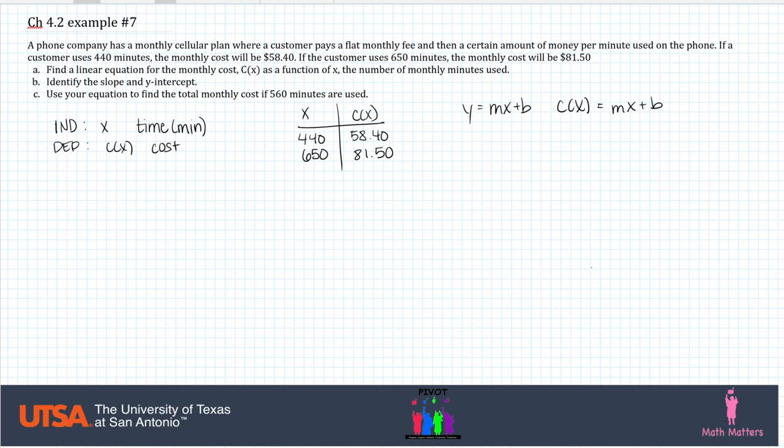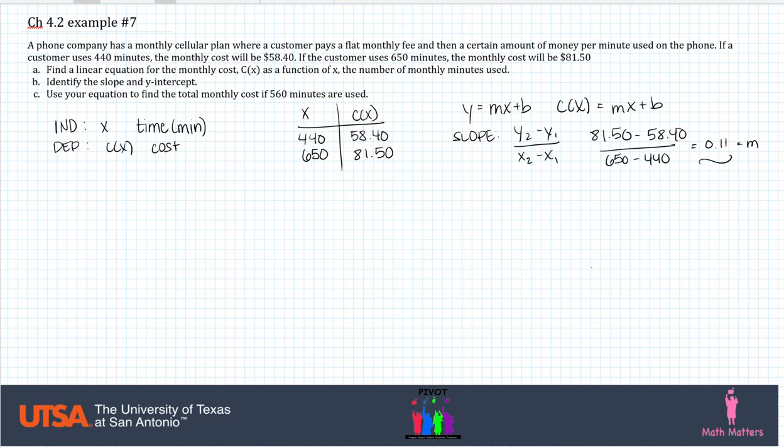So to find the slope, we know that it's y2 minus y1 over x2 minus x1, which is essentially the rise over run. So if we plug in our values for that, we have $81.50 minus $58.40 over 650 minus 440, and this gives us 0.11 as our slope.